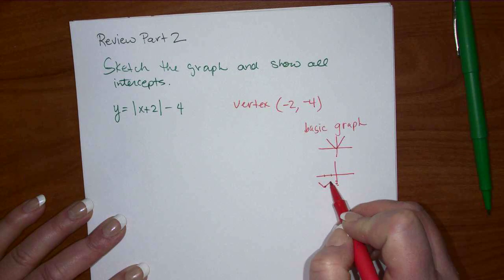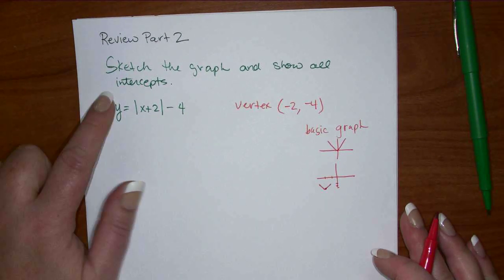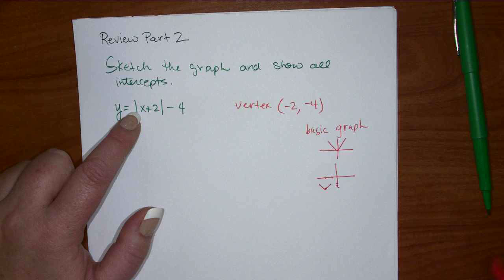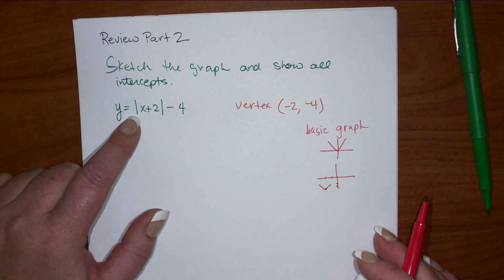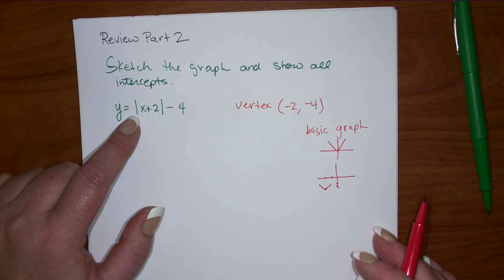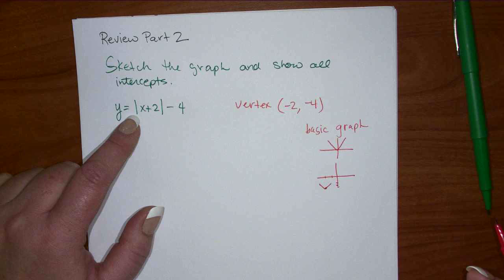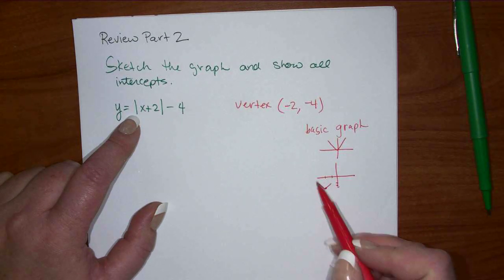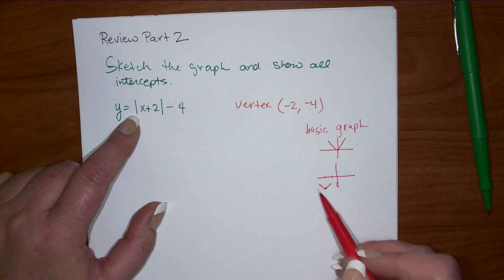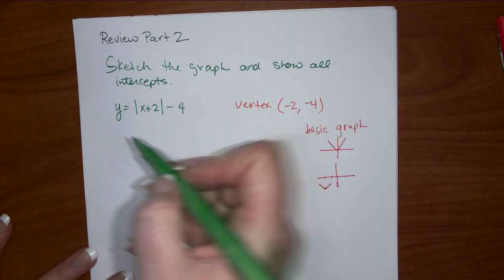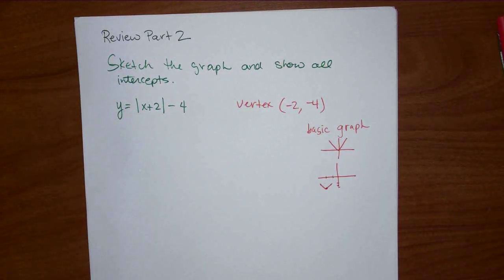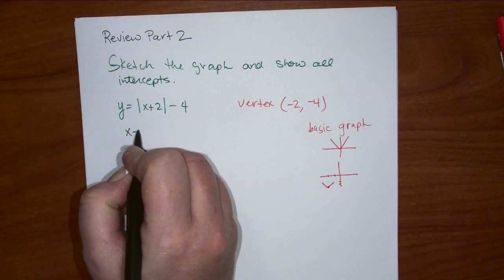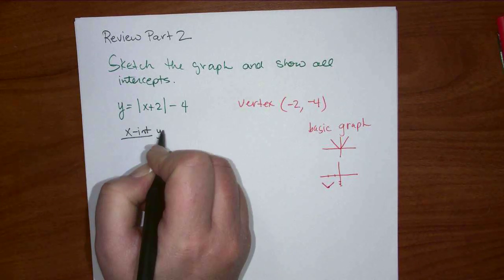Is it open up the same way? Yeah. How would you know if it wasn't? A negative in front of the absolute value, that would be the only difference. So it's here. Is it going to pass through the x and y axes? Yeah, so we do need to find all the intercepts. So our x-intercept, we'll let y equal 0.